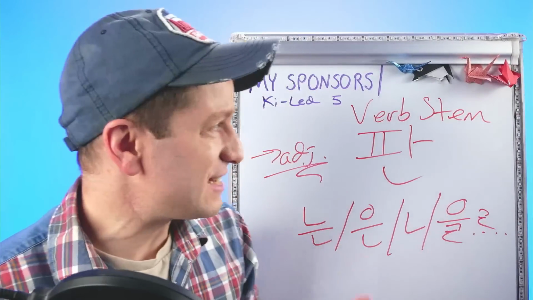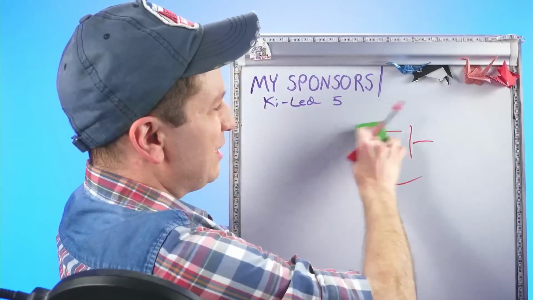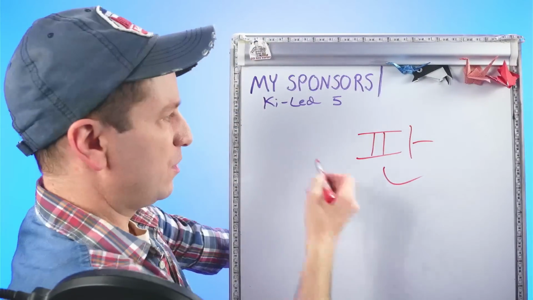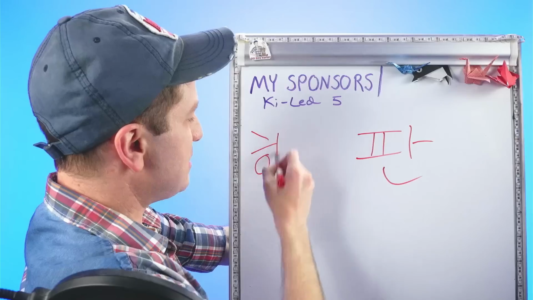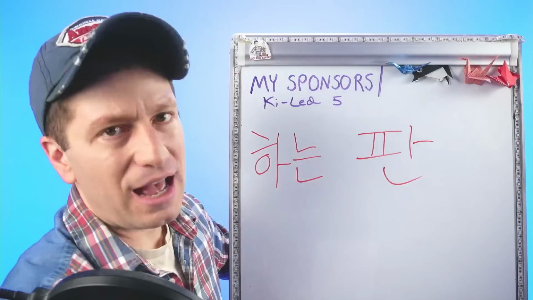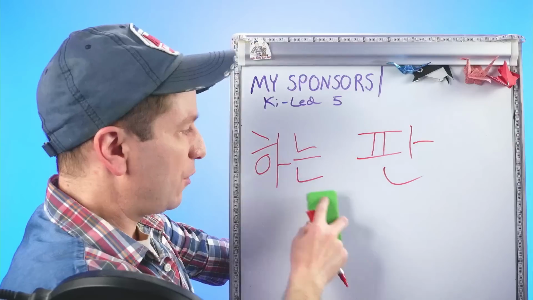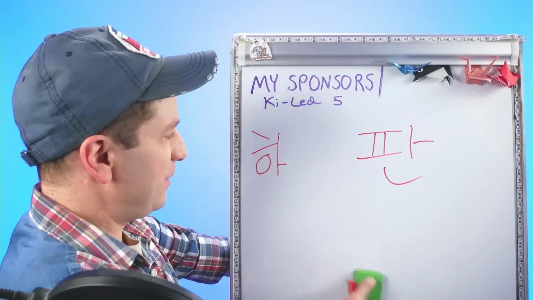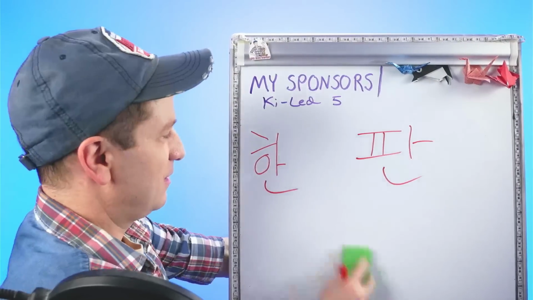Let's do a really quick example. So let's say we're going to use the verb 하다, to do. And let's just do it in the present tense. Well, the present tense adjective form is 하는 판, and you're done. What if we want to do it in the past tense? Well, we can do 한 판, and you're done.